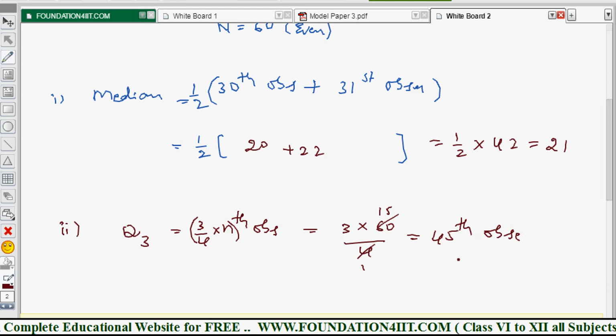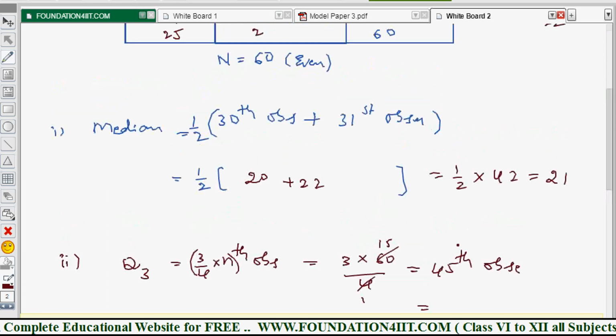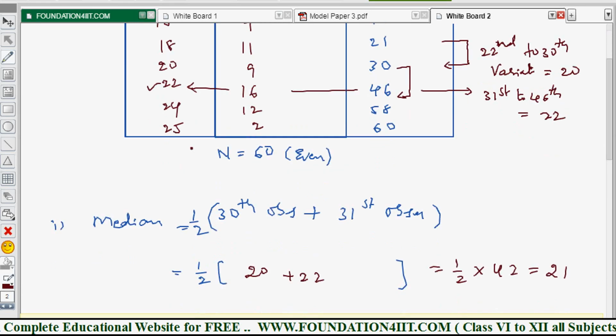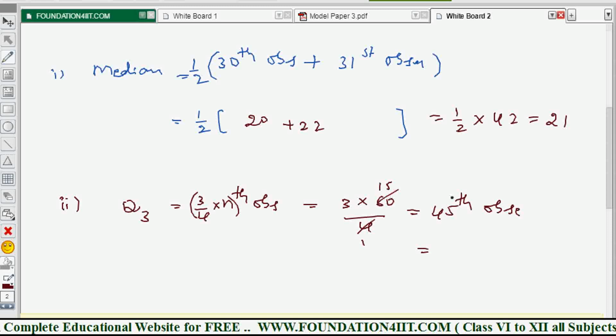So the 45th observation is, you see here, 31st to 46th is 22. Because this is 30, from the next number onwards you should count. So 31st till 46th is 22. That means even 45 also is 22 only, so 22 itself we will get. Even Q1 or quartile range is also the same. Just apply the formulas, simplify and try this. Right? Okay. Now next one.